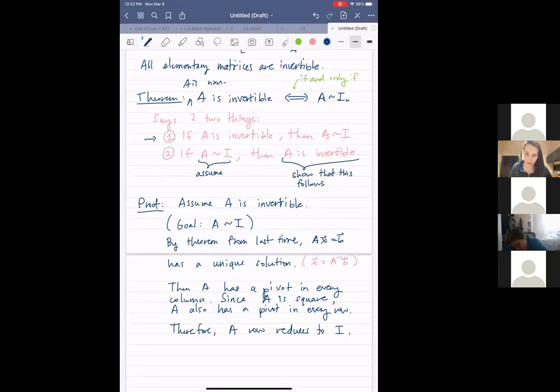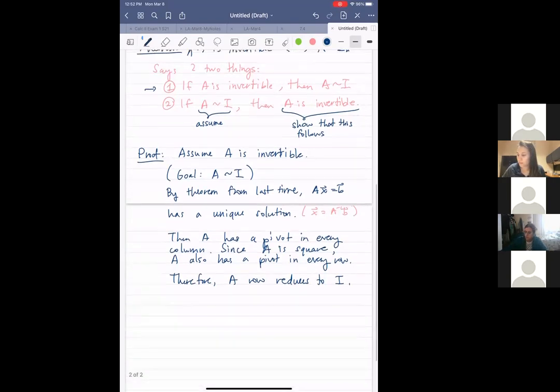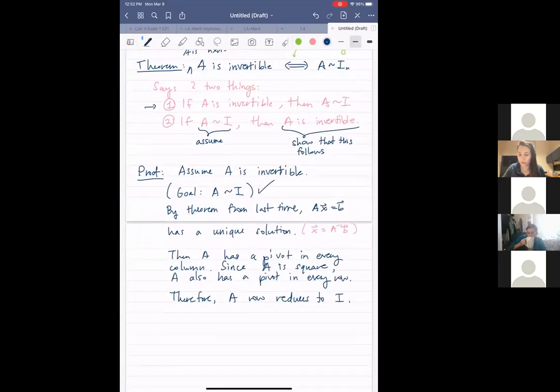Any questions so far, or is this okay? Okay, so what we've done is we've achieved our goal, right? This was our goal, to show that it row reduces to the identity. We did that. So that means that we've proved statement one. So statement one is done. Now we need to take care of statement two. So the way that we do that is we assume the if, so we assume that A row reduces to the identity, and we want to show that, so I'll use WTS, which means want to show, that A is invertible.